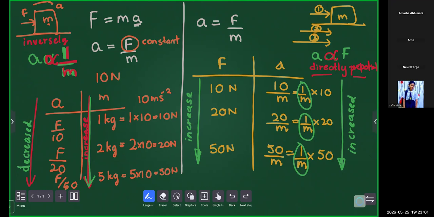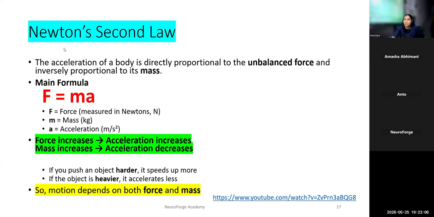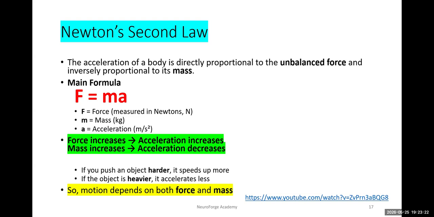Sorry. Let me share my screen. Okay, all the summaries here. It's good if you can write this down, Newton's second law. The acceleration of a body is directly proportional to the unbalanced force and inversely proportional to its mass. I think you already got the fact by drawing this thing on the board. So what is the main formula? F equals ma. Remember that F equals ma, Newton's second law. When the force increases, acceleration increases. Mass increases, acceleration decreases.